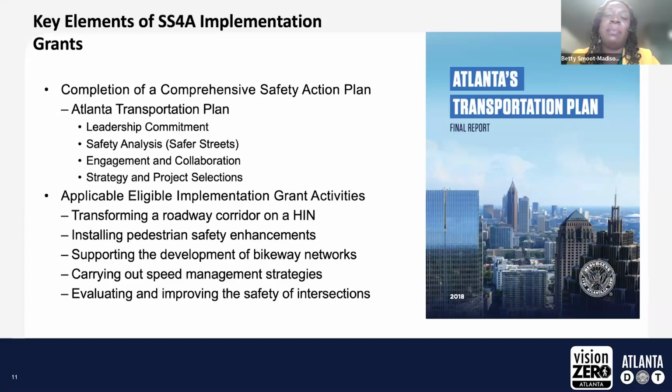And then carrying out speed management strategies. So as a part of our Vision Zero work, speed management has been at the center and will be a goal for this project as well. So creating safer speeds through various traffic and proven countermeasures and interventions, including signal timing designs. And then lastly, evaluating and improving the safety of intersections. So we will concentrate a number of interventions around those key intersections along the corridor where we saw the greatest concentration of crashes, and particularly serious injury and fatal crashes.